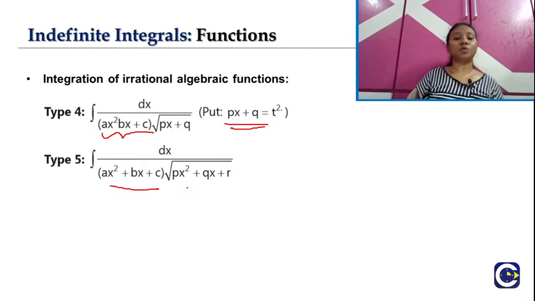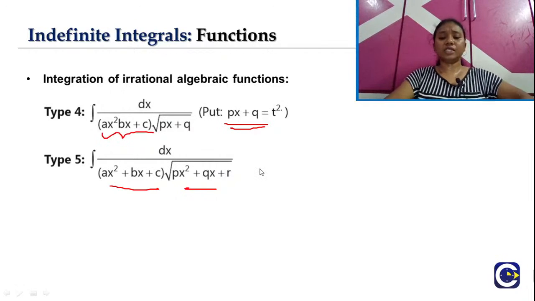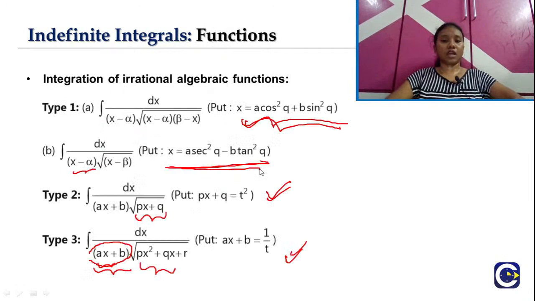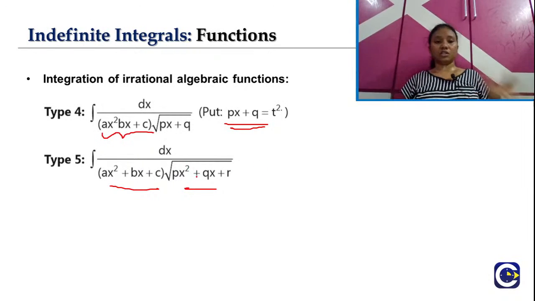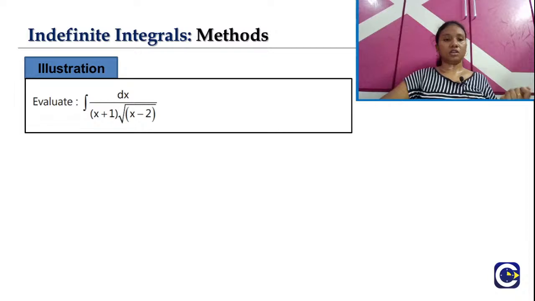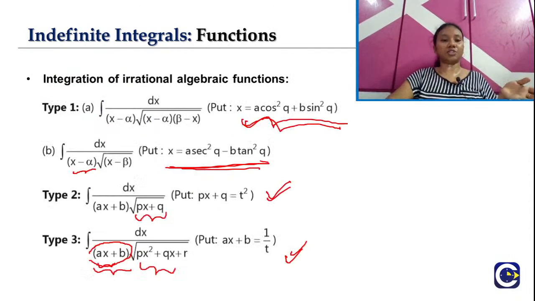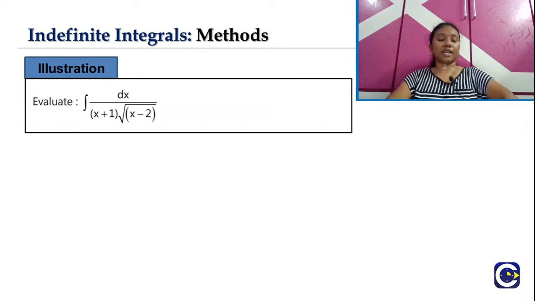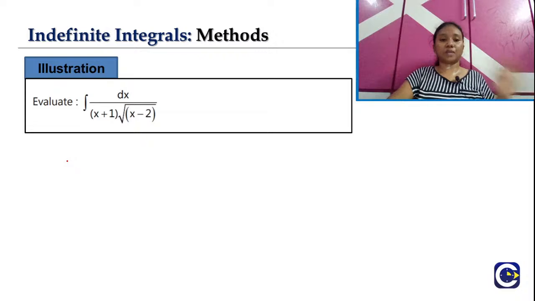So for the next, both are quadratic. Here you can take one of the quadratic terms, whatever is present in the square root, assume it to be t square, and simplify it. Right, so these are some very basic substitutions. Here we'll try and solve one simple question related to these types of substitutions.